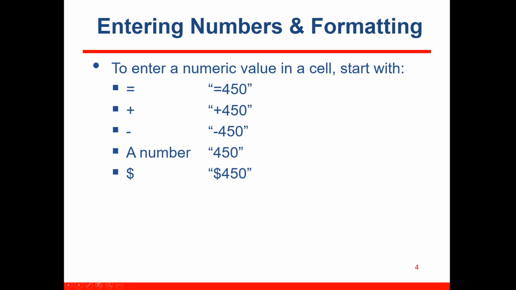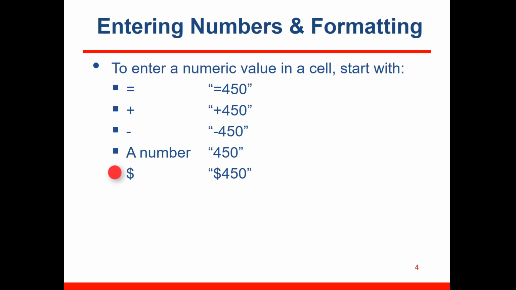Since Excel is designed basically to handle numeric data, how to enter that data is pretty fundamental. Entering a numeric value in a cell can be accomplished in several ways. To enter a positive value of 450 in a cell, you can start with an equal sign, a plus sign, or just start with a number, 450. To enter a negative value, begin with a minus sign, followed by the numeric value, or begin with equals and minus, and then the value.